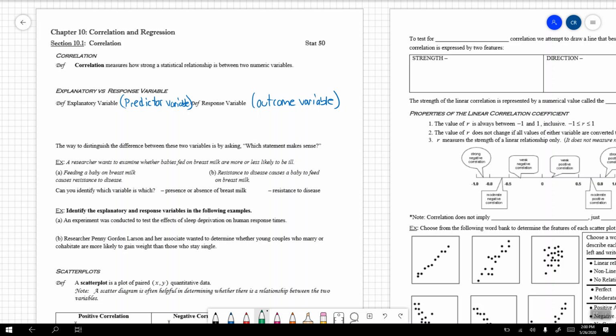So we're going to start here with the explanatory variable, which is the independent variable used to predict or explain differences in a response variable.